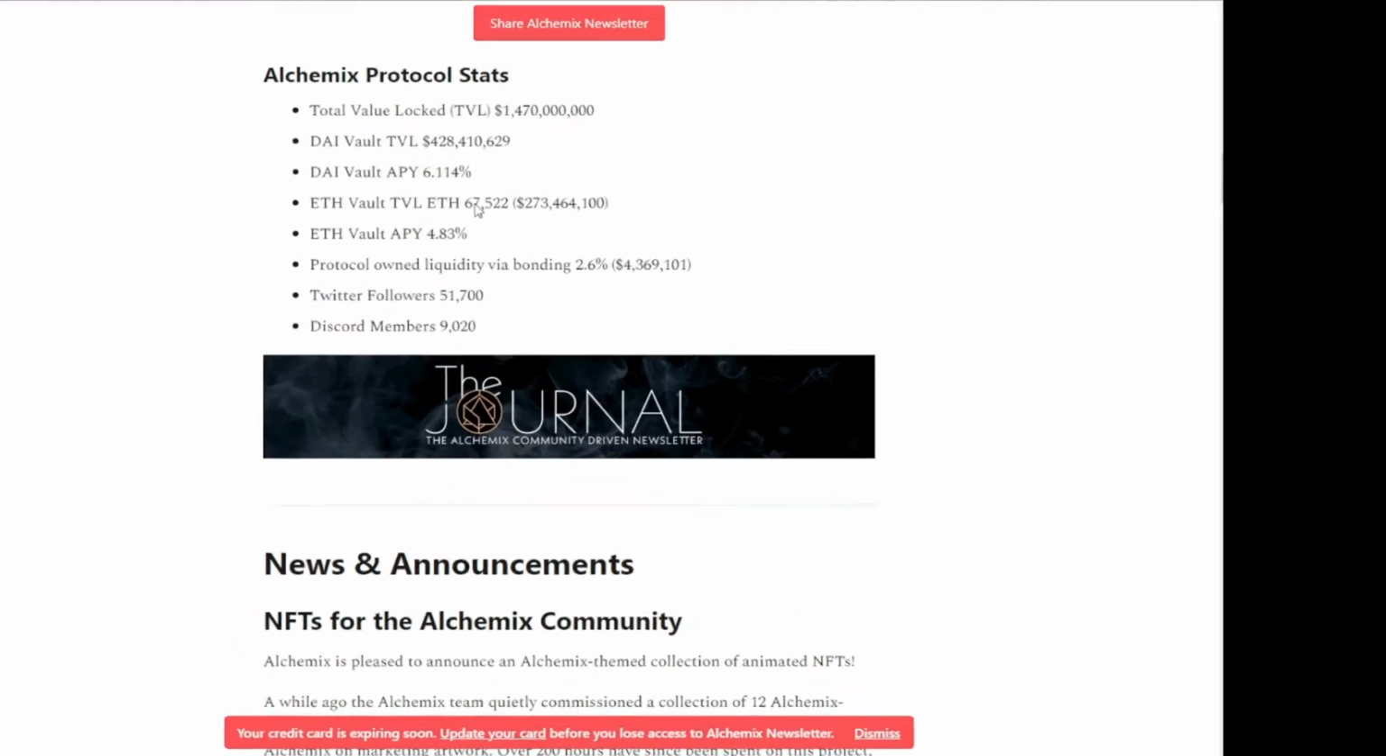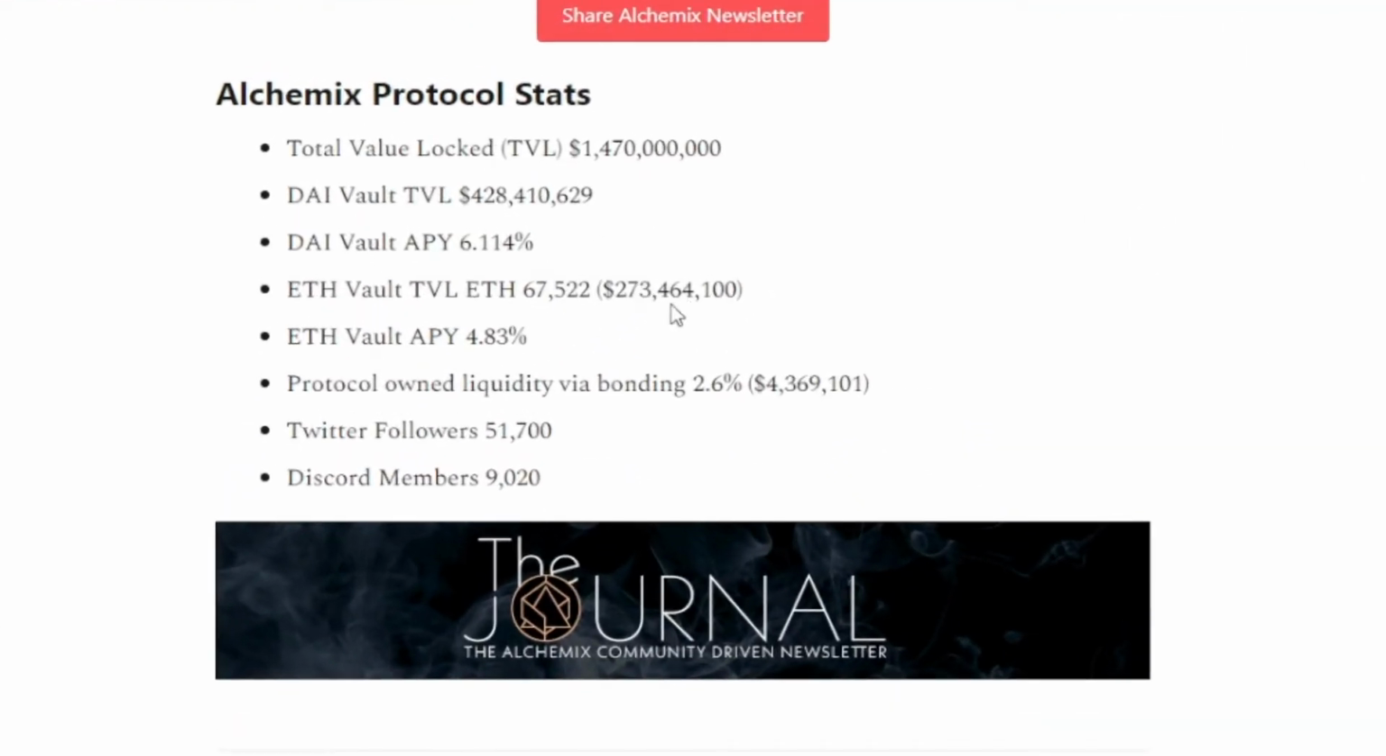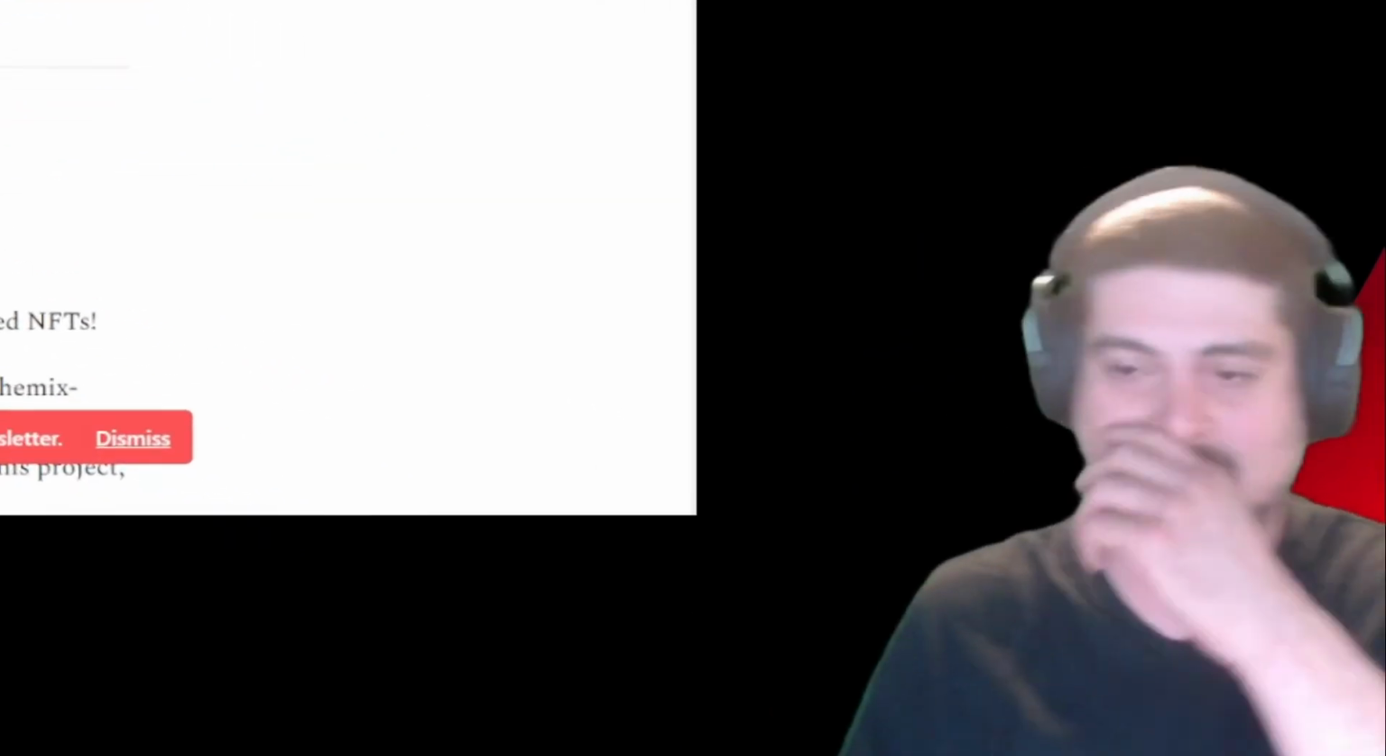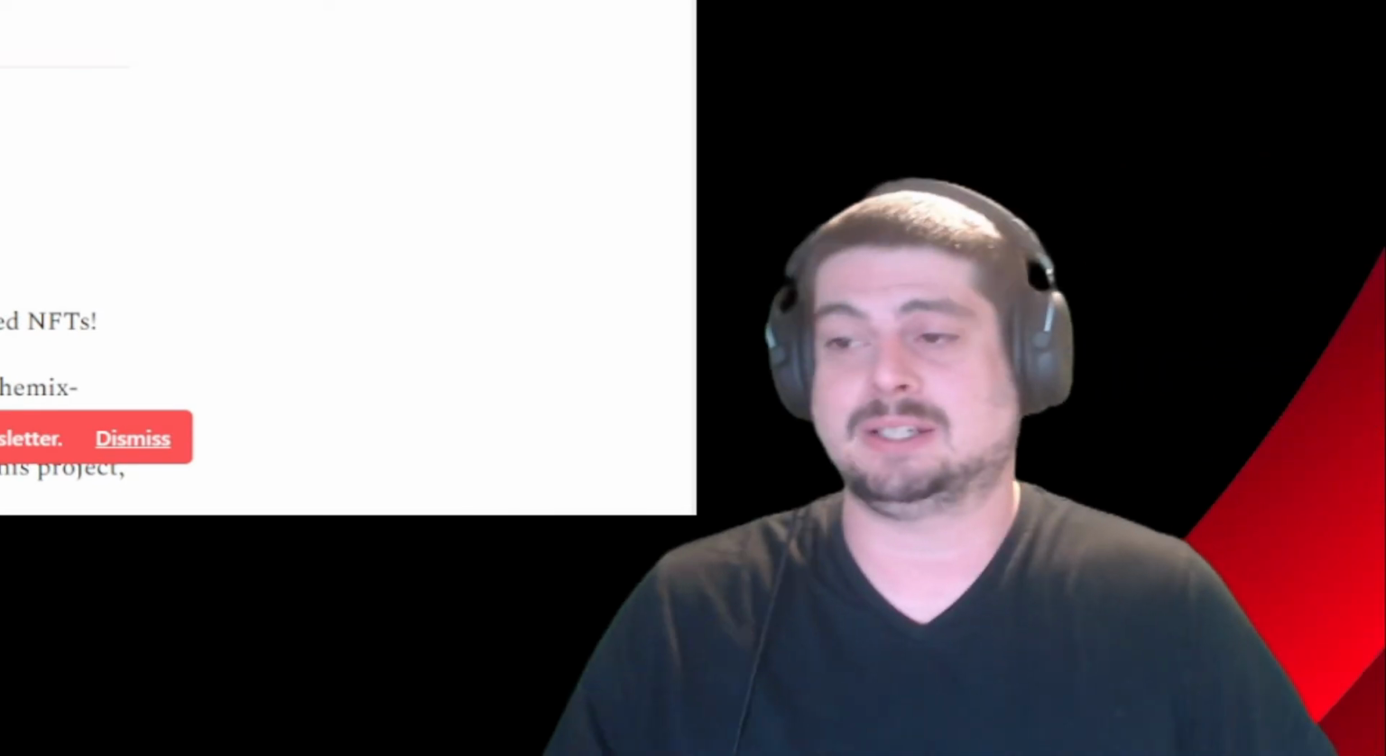The ETH vault has 67,000 Ethereum locked up in it. $273 million in Ethereum is deposited in the Alchemix ETH vault. ETH APY, we just said, right around the 4.8. Protocol owned liquidity via bonding, 2.6%. That is awesome. So what's happening here is Alchemix is selling bonds to own their own liquidity tokens.